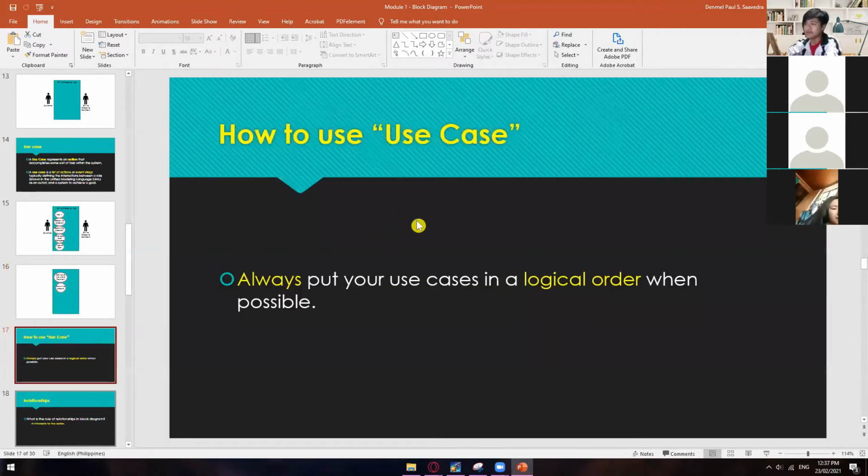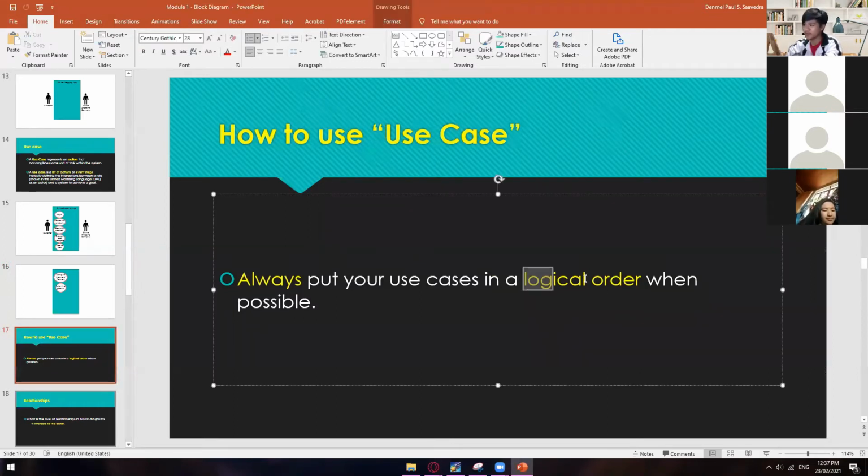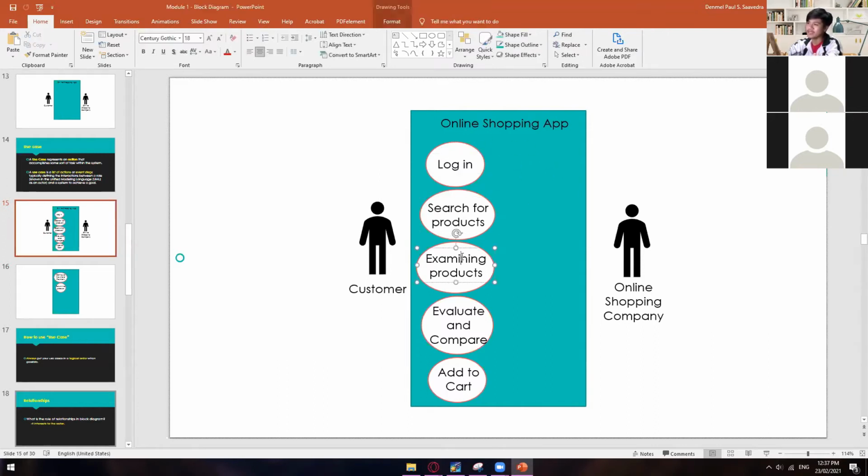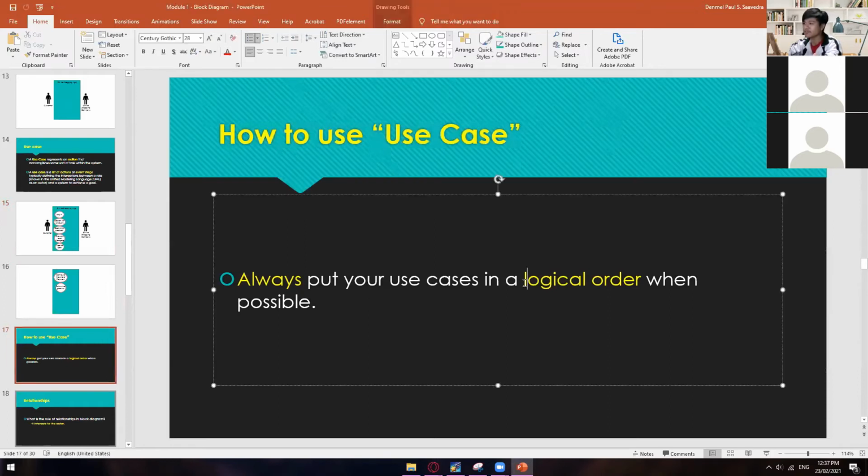So how to use use case? Just always put your use cases in logical order. This is very important. You can put the functions, the actions randomly, but if possible, start with the very basic, wherein what you really need to do in using this application. So in here, of course, you need to log in first, search, and then examine, etc. So it should always be in a logical order. This is very important.